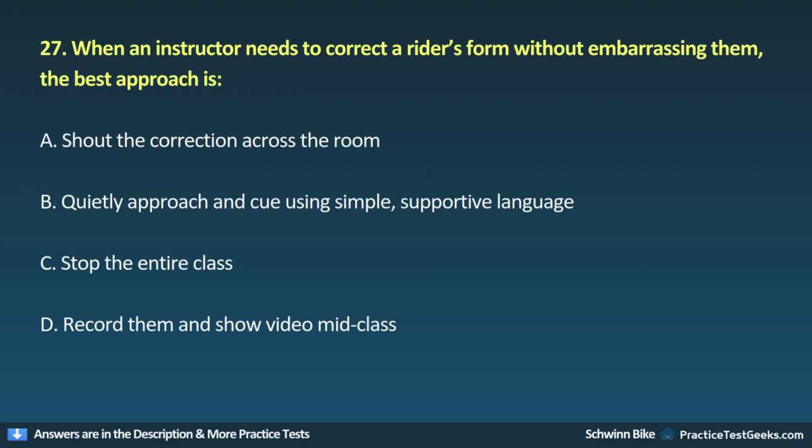27. When an instructor needs to correct a rider's form without embarrassing them, the best approach is A. Shout the correction across the room, B. Quietly approach and cue using simple, supportive language, C. Stop the entire class, D. Record them and show video mid-class.